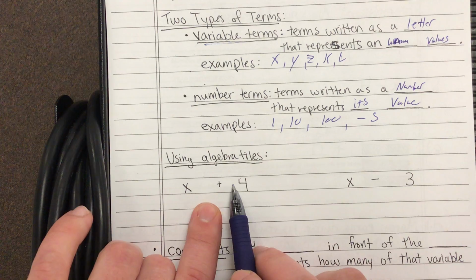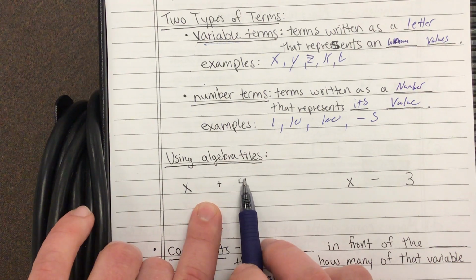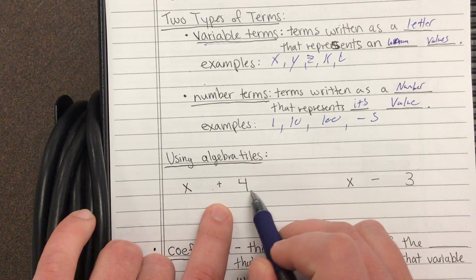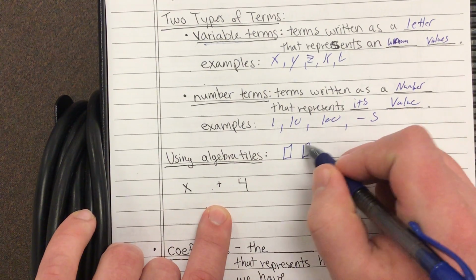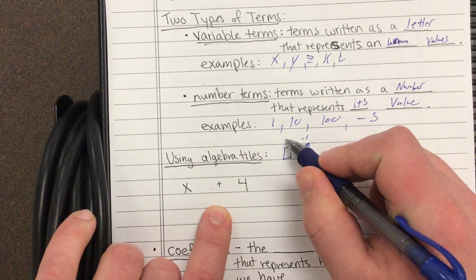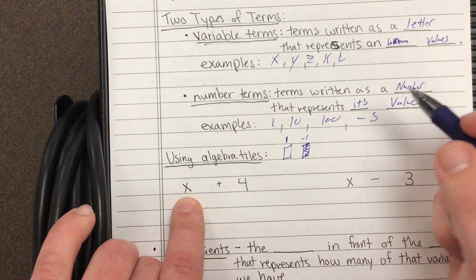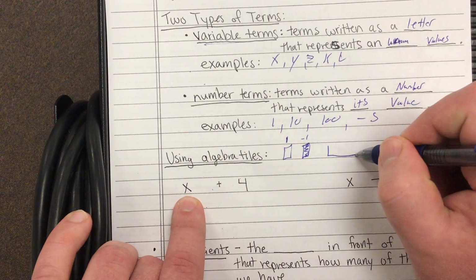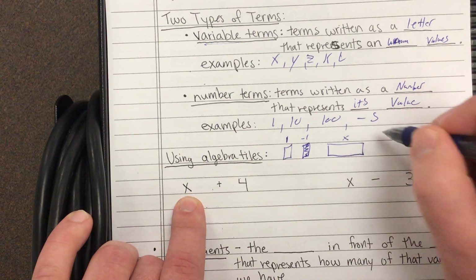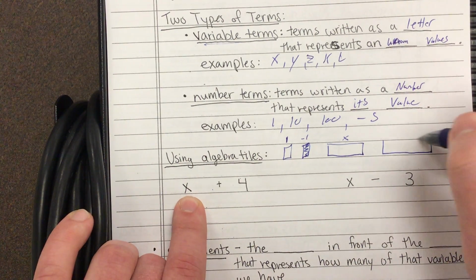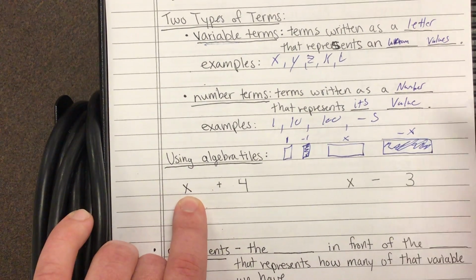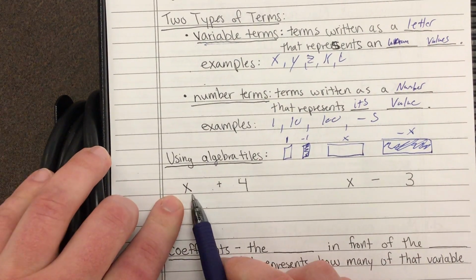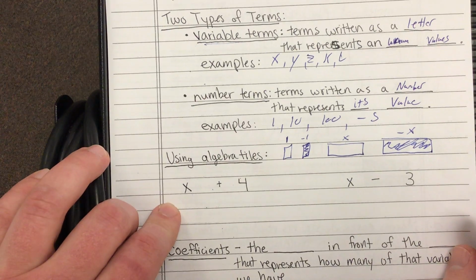Alright. So now we're going to use our tiles again with variables this time. So the same thing, we're going to have open square is positive 1. Filled in square is negative 1. When we have X, we're going to use rectangles to represent an X term. And a negative X is going to be a shaded rectangle. Alright, so if we just have X plus 4, how many rectangles am I going to have?